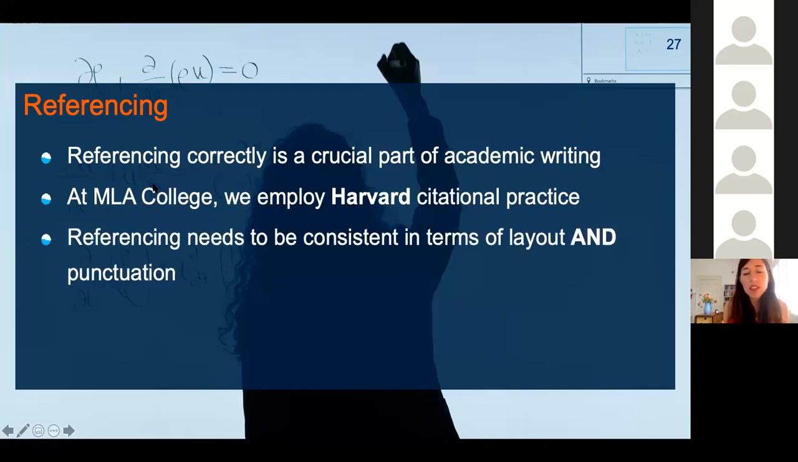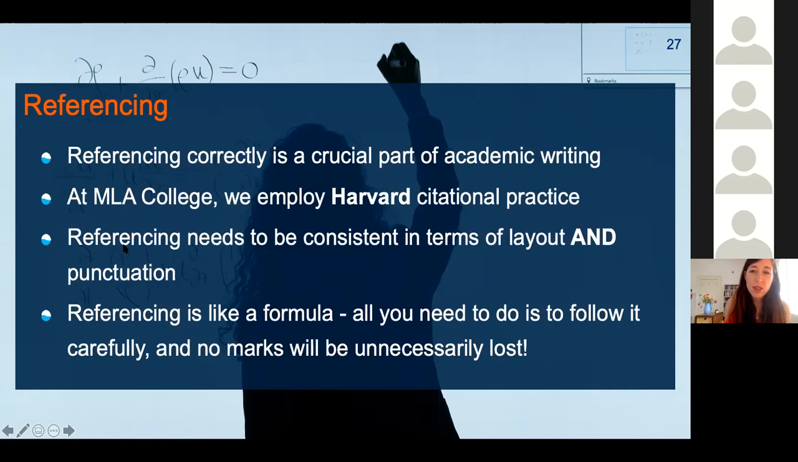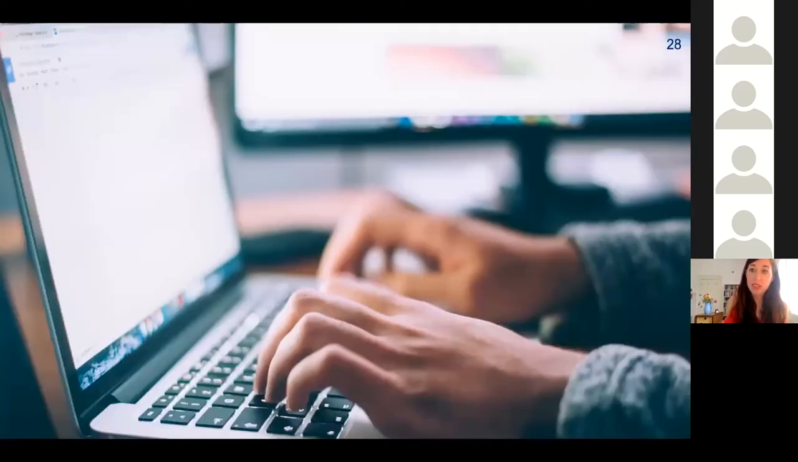It needs to be consistent, not only in terms of layout, but also punctuation. Sometimes people get the layout right, but then they're using commas in different places in the different journal articles, and it can become quite irritating when you're reading through. It's like a formula. All you need to do is follow it, and no marks will be lost unnecessarily, because you can lose marks if you're not referencing correctly in your work, especially at MSc level.